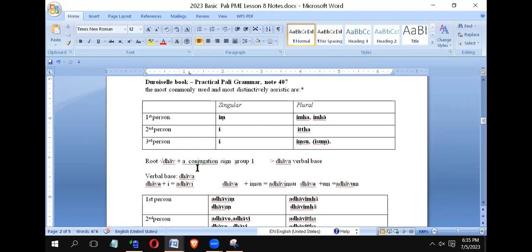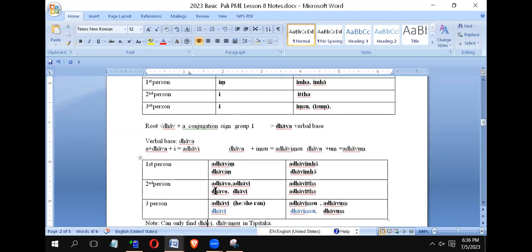The root is dava. I show here the same as the Pāļi Made Easy book, but I prefer here because I can do the typing. Dava plus a conjugation sign, conjugation sign group 1. So you've got the base dava. Normally we go by the base, so dava, and then you add the first one, which is the i here. So da plus i. Then you put the a in front, so you get adavi.